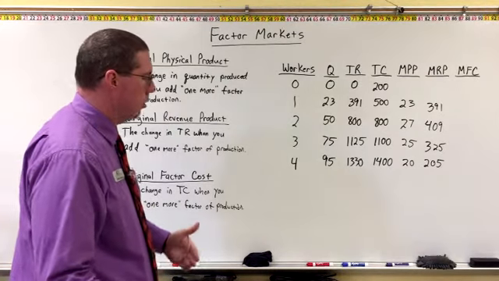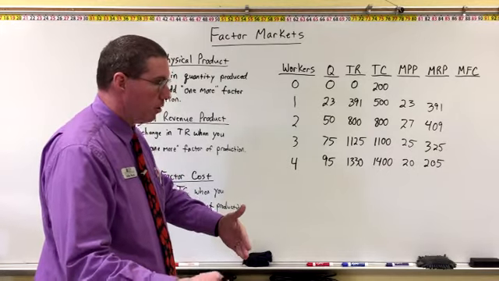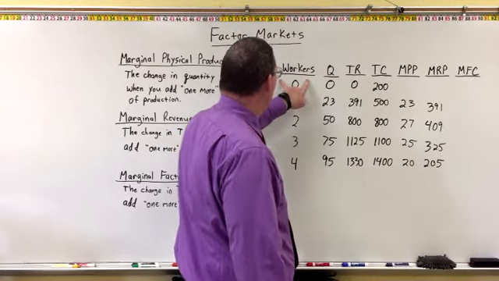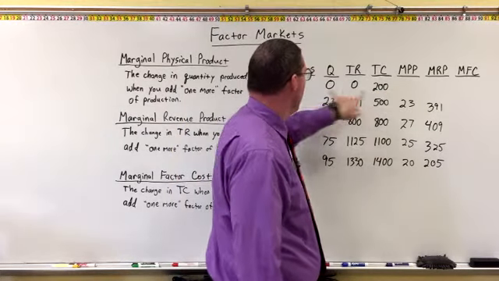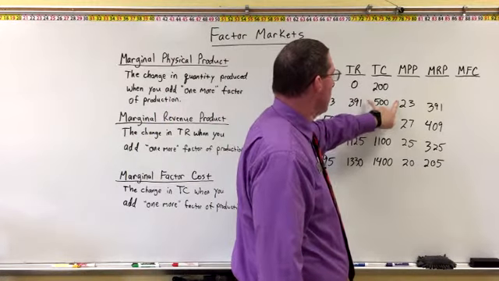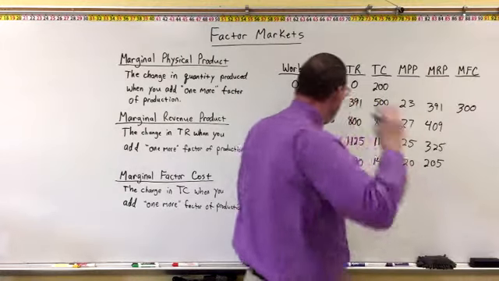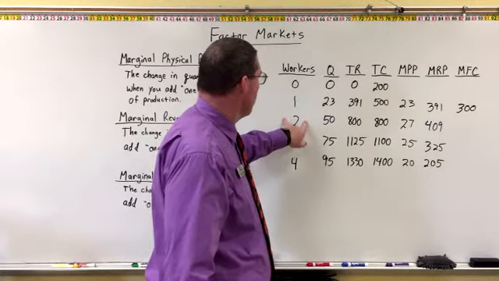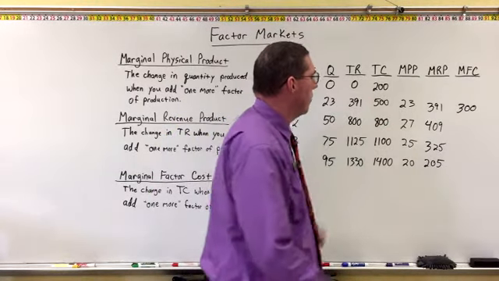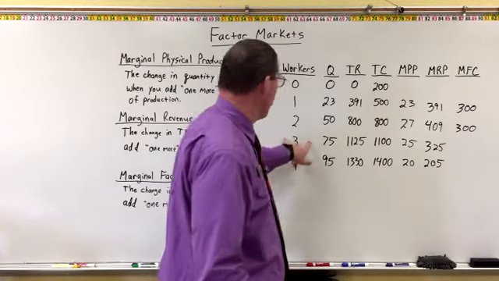Usually it'll go up because you're buying a factor of production or renting a factor of production, so your costs are going to go up. So here with 0 workers, our total cost is 200, but when we employ 1 worker, our total cost goes up to 500. So 500 minus 200, that's 300. What is the marginal factor cost of the second worker? Well, our total cost goes from 500 up to 800. 800 minus 500 is 300 again. What is the marginal factor cost of the third worker?